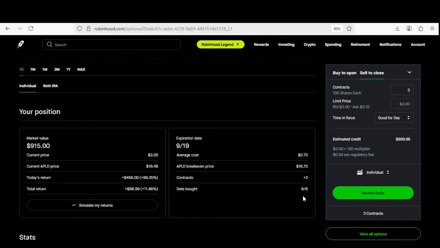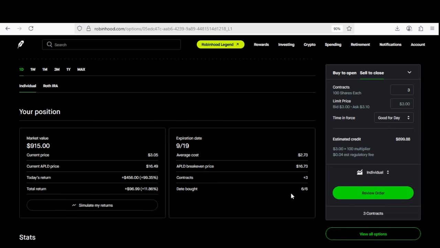When I bought this option on June 6th, this stock was beaten down. Now, when stocks are down, we get scared. We don't want to buy the shares. We don't want to trade the options. And that's just a mental thing that we have to get over.